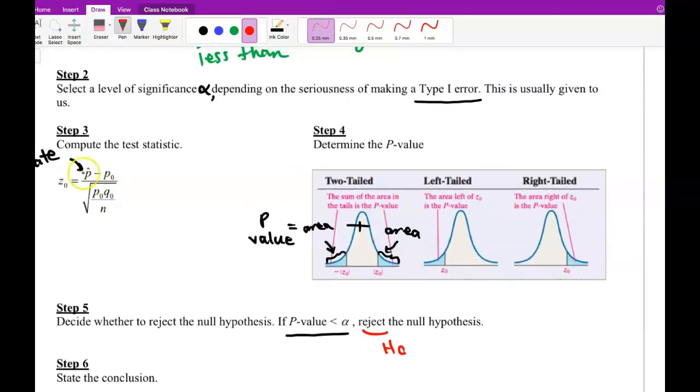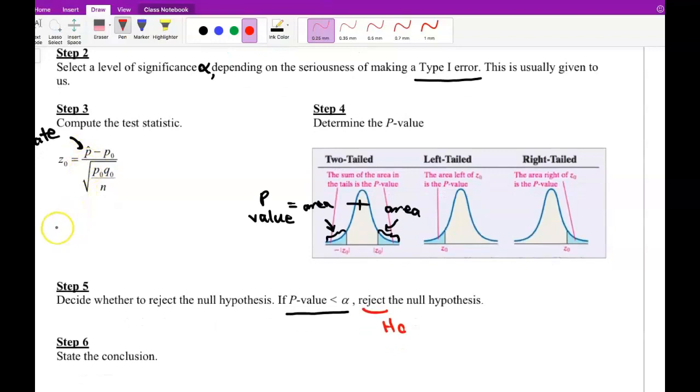Okay, so let me just again recall what p hat was. P hat was x divided by n. So this is the point estimate of p, the population proportion.